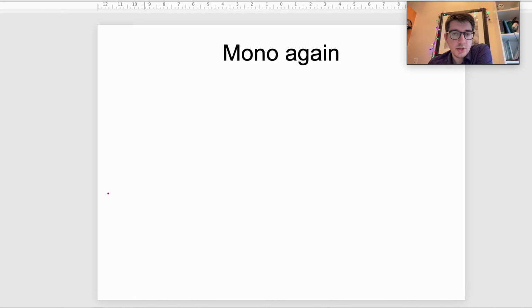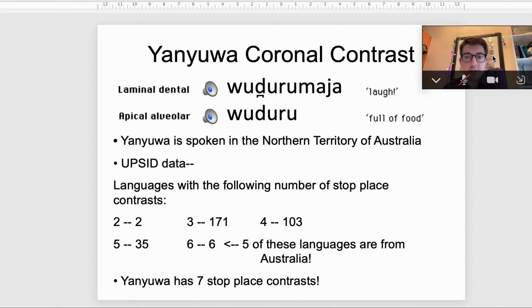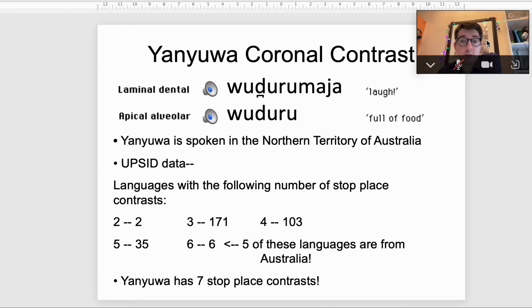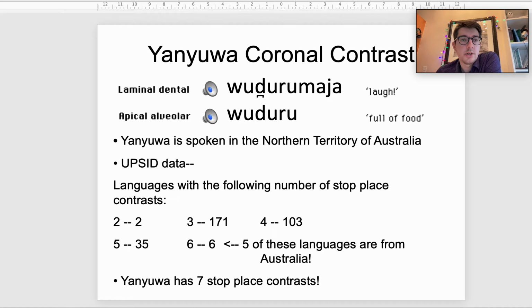Okay, so I want us to move on to talk about Yanyuwa coronal contrasts. Yanyuwa is spoken in the Northern Territory of Australia, and in Yanyuwa you have coronal contrasts that are laminal dental and apical alveolar. So let's hear it out and sing along.